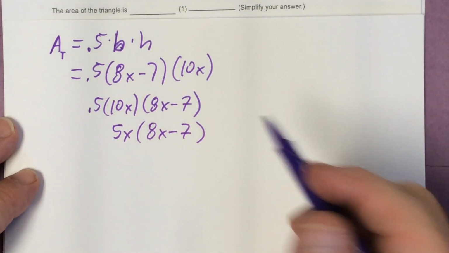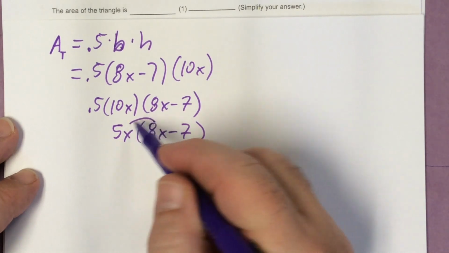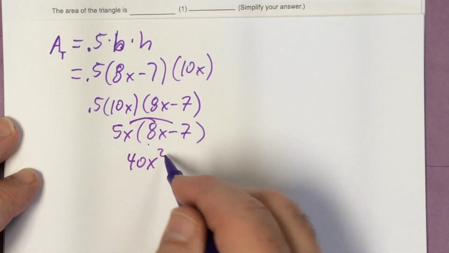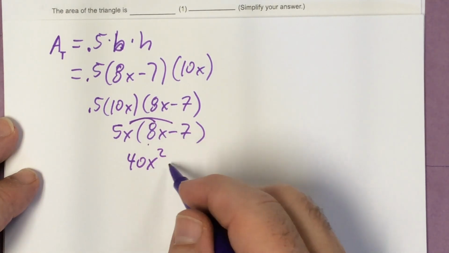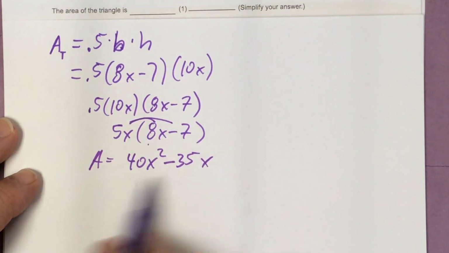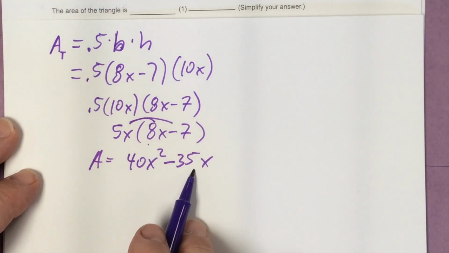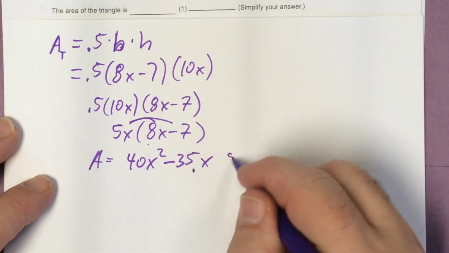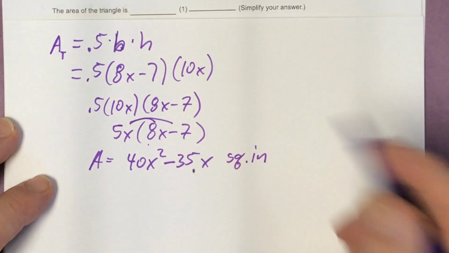So what I'm going to do now is go ahead and distribute this through. And 5x times 8x will give me 40x squared. And then 5x times negative 7 will give me negative 35x. And because this is a measurement for area, and because this is inches up here, this will be square inches.